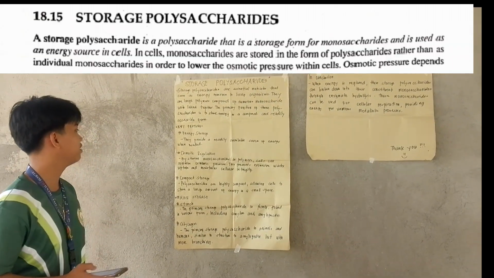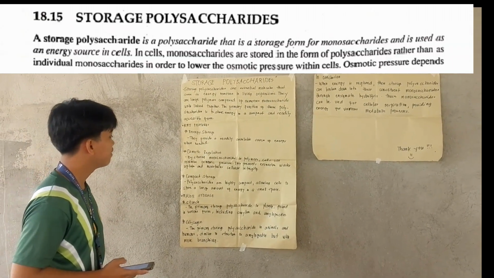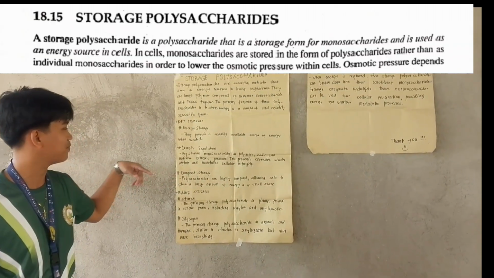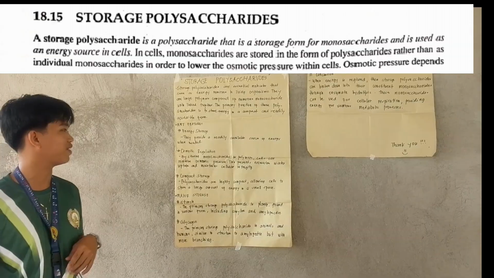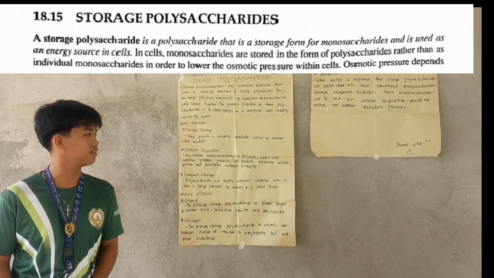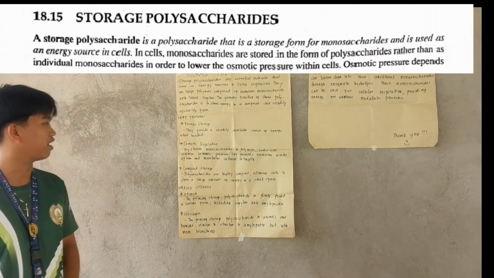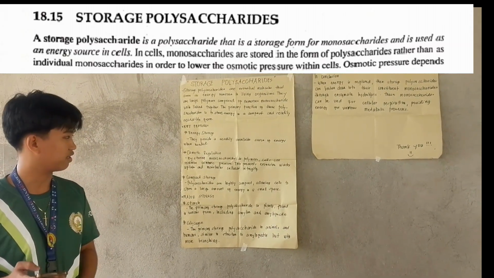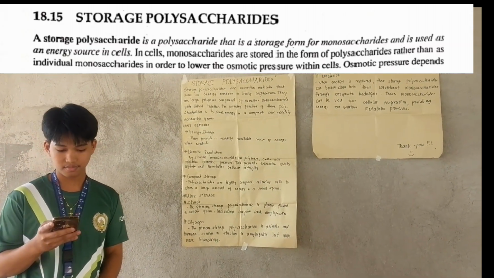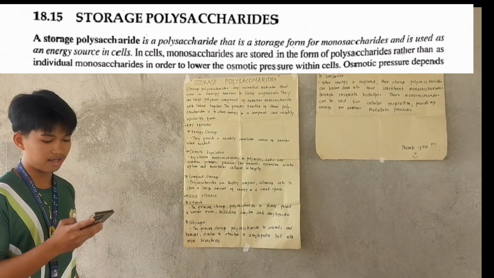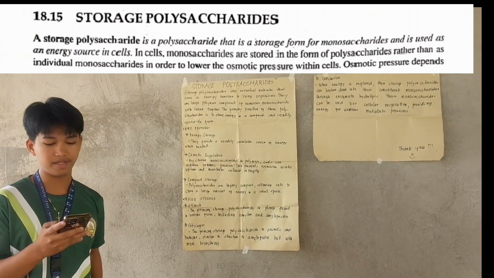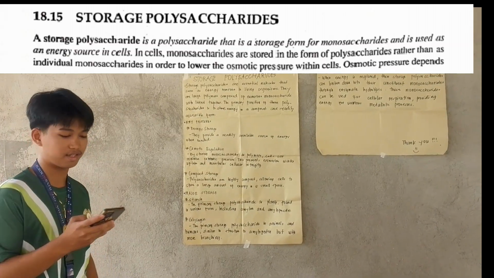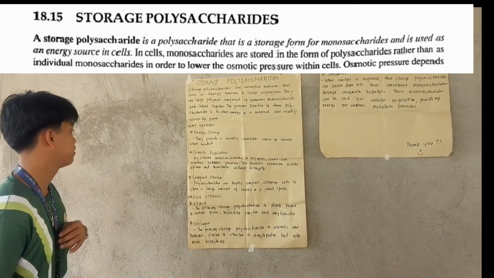The second is osmotic regulation. By storing monosaccharides as polymers, cells can minimize osmotic pressure. This prevents excessive water uptake and maintains cellular integrity. For example, think of cells like tiny balloons filled with water and other molecules. Too much water inside can cause them to burst.